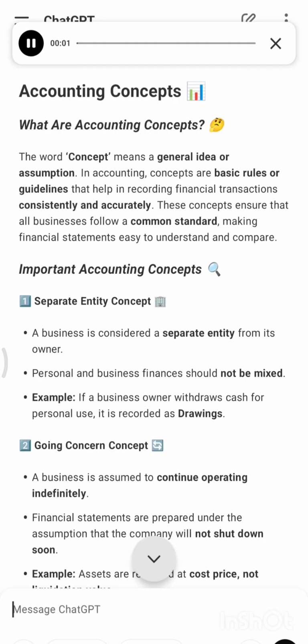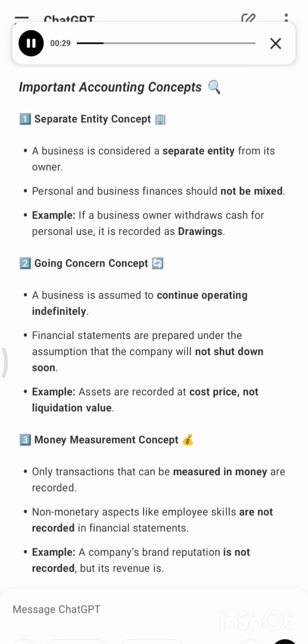Concepts. What are accounting concepts? The word concept means a general idea or assumption. In accounting, concepts are basic rules or guidelines that help in recording financial transactions consistently and accurately. These concepts ensure that all businesses follow a common standard, making financial statements easy to understand and compare. Important accounting concepts.